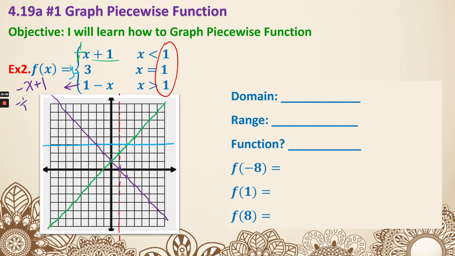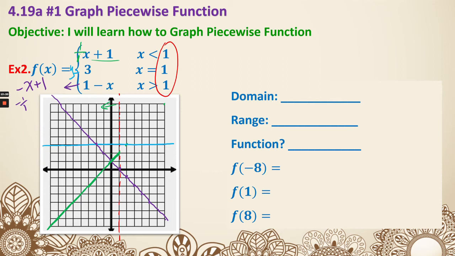Okay, now it's time to decide which part to erase. The first one, x is less than 1, so that's clearly to the right of this line. So I'm going to keep all of that up until the red line and erase the rest.